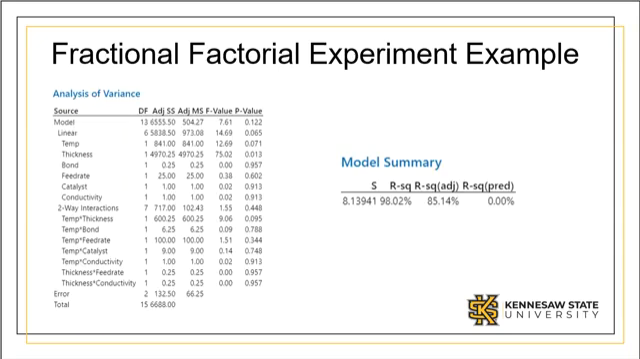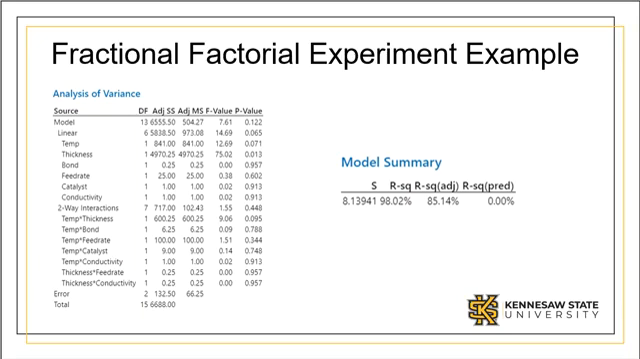Let's look at the ANOVA. We see that temperature, thickness, and the interaction between temperature and thickness are significant, with p-values of 0.071, 0.013, and 0.095, respectively. Recognize that the interaction term between temperature and thickness is confounded with the interaction between bond and catalyst. This means that we cannot distinguish the effect between these 2 interaction terms.